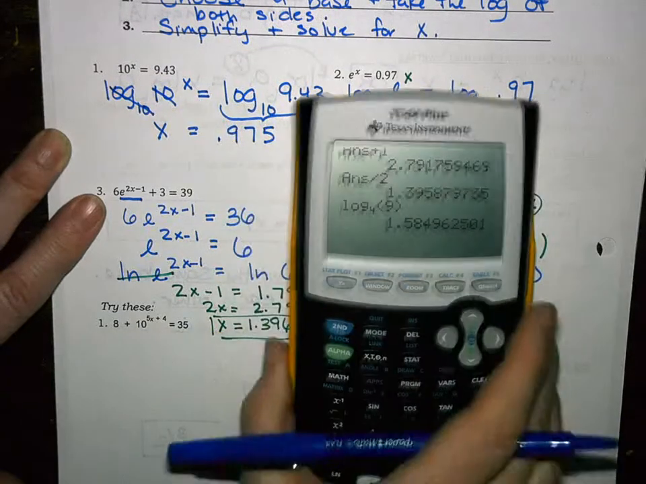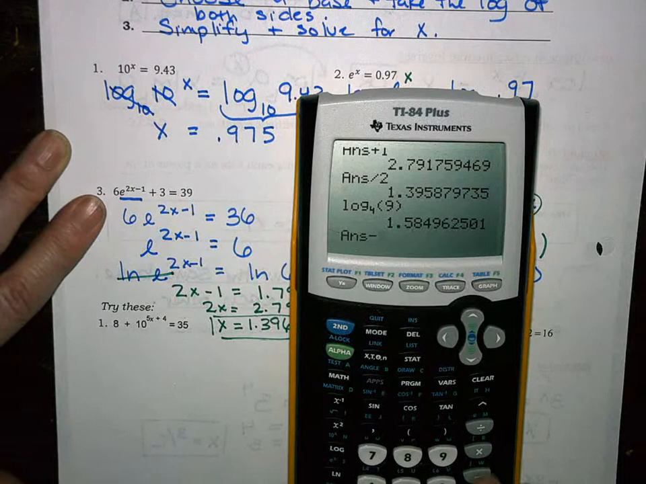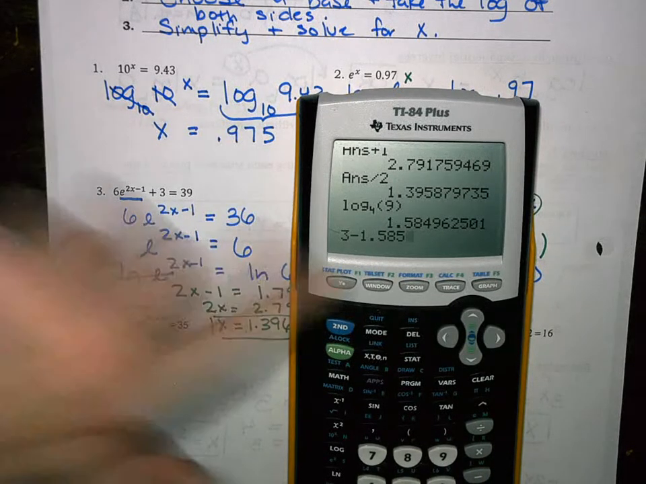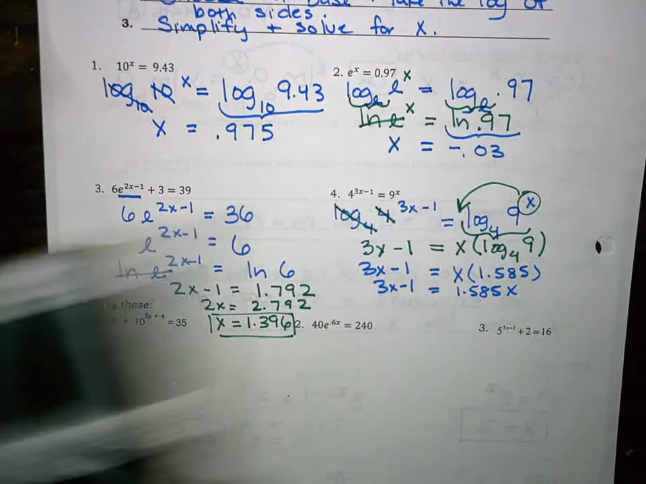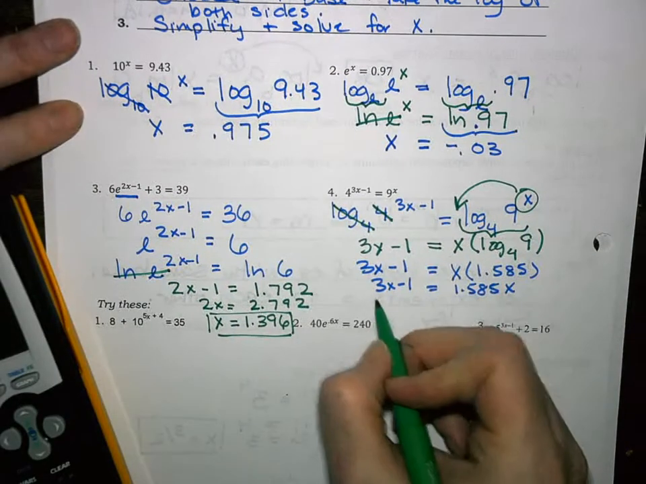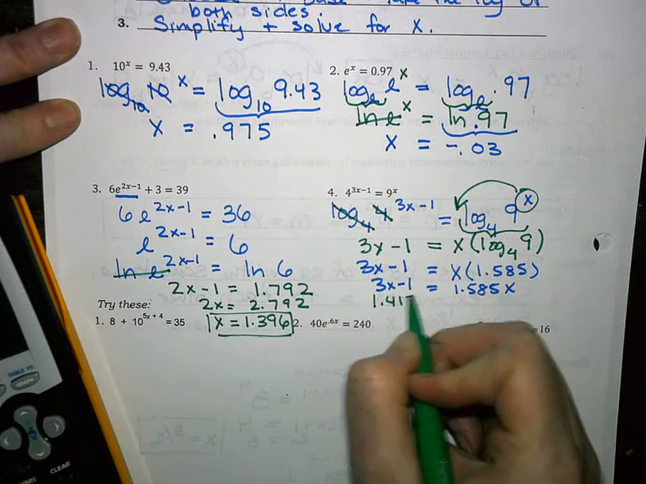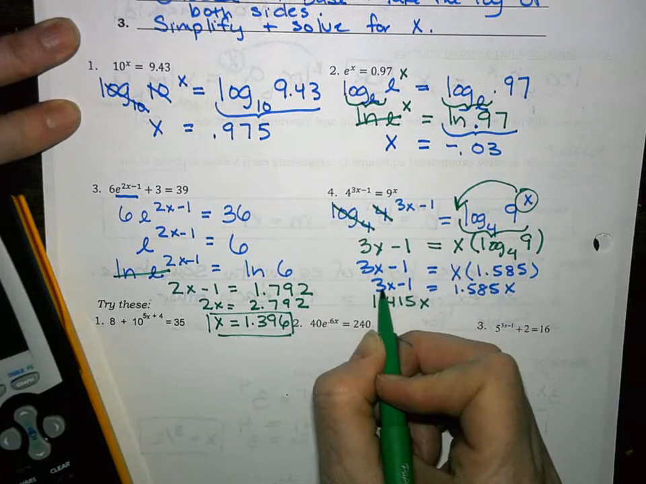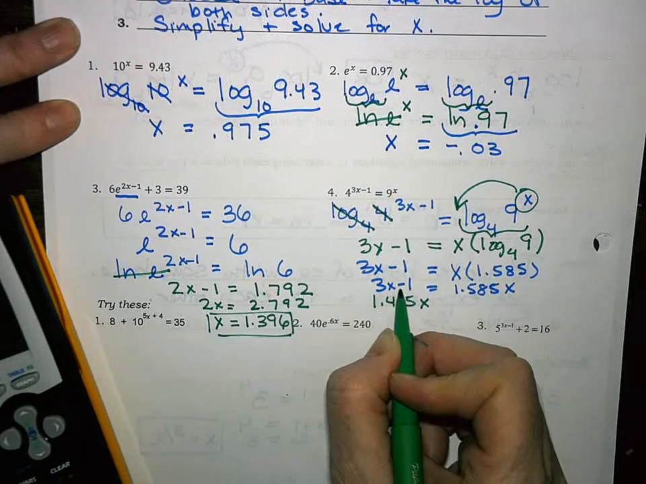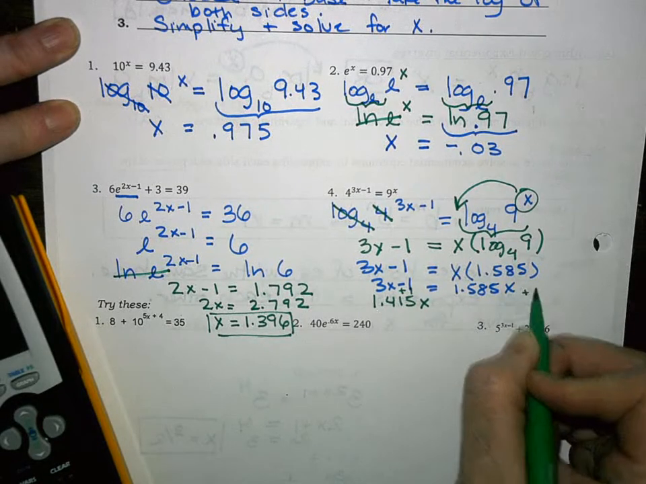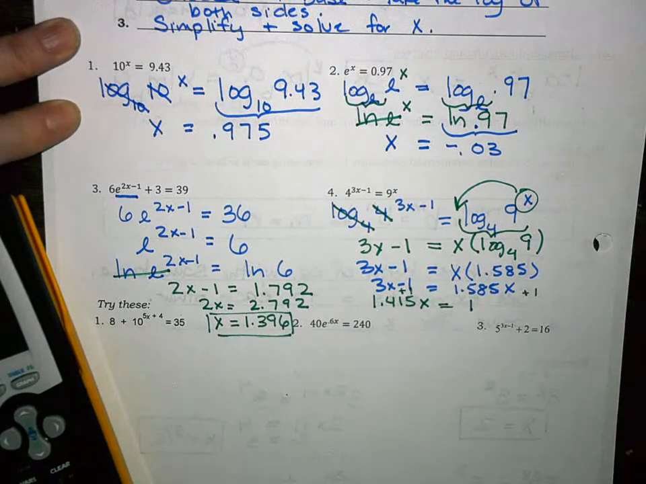So what am I going to do here? I'm going to subtract this from both sides. So 3 minus 1.585, and that's really 3x minus that, is going to be 1.415x. I subtracted that from both sides, and I have a negative 1 here. I'm going to add it to both sides, equals 1.